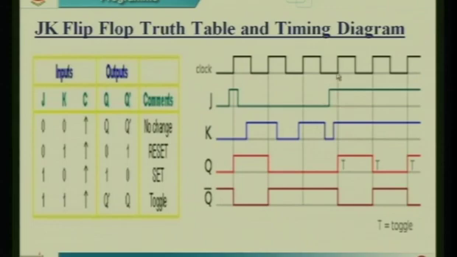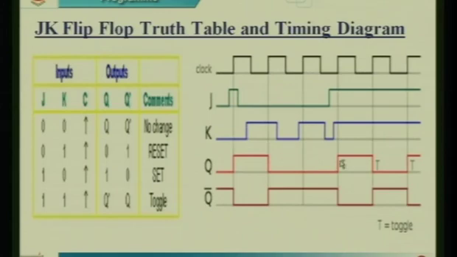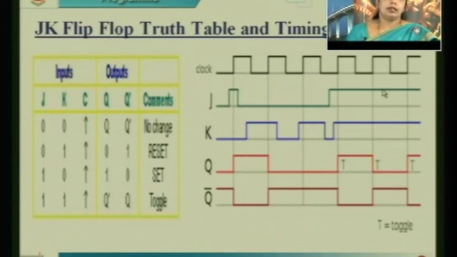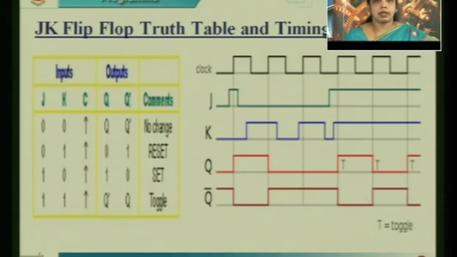At this clock edge, you can see J as well as K, both are 1. So what should be my output? Previously it was 0, now it has changed to 1. So similarly, next clock cycle, we have both J and K as 1. So if both J and K are 1, once again it is toggling. So you can see it is toggling from 0 to 1 and 1 to 0. This condition is toggle condition. So Q complement is the reverse of this Q. So this is nothing but the JK flip-flop truth table and its timing diagram.